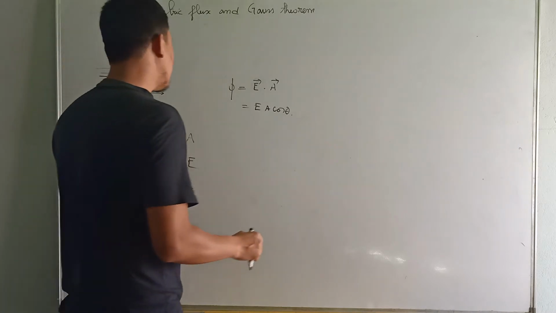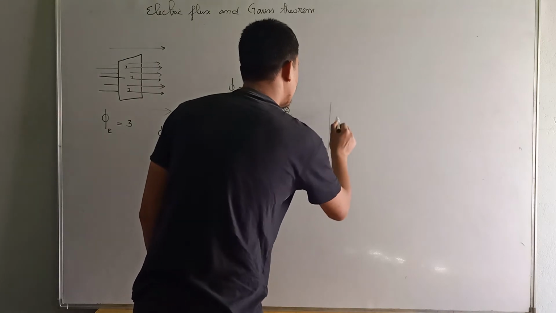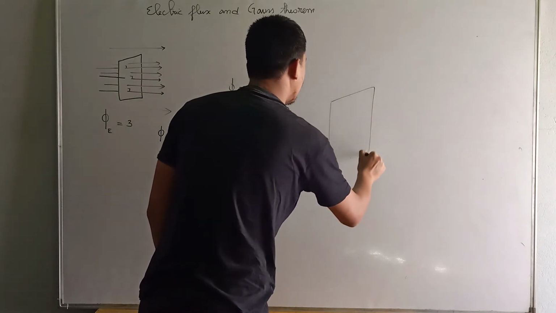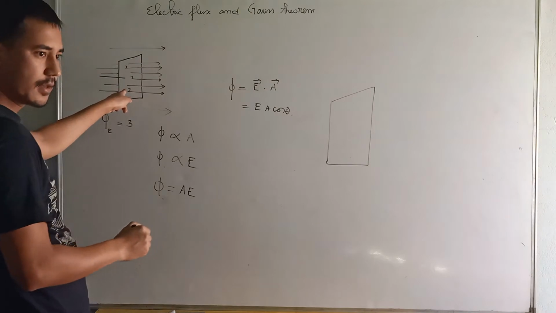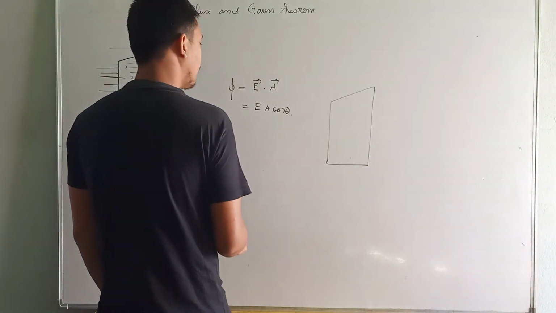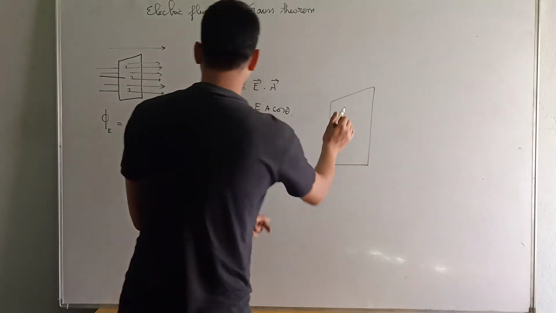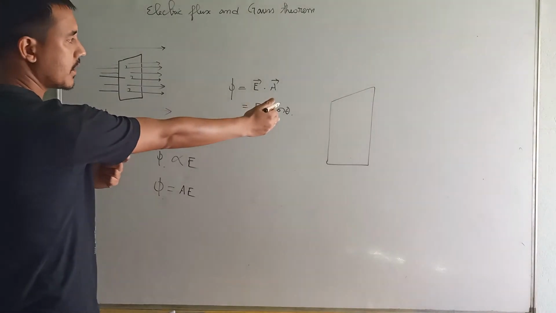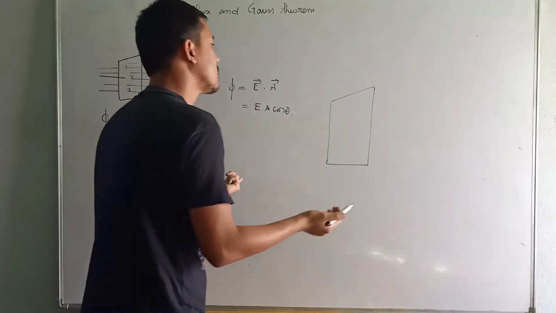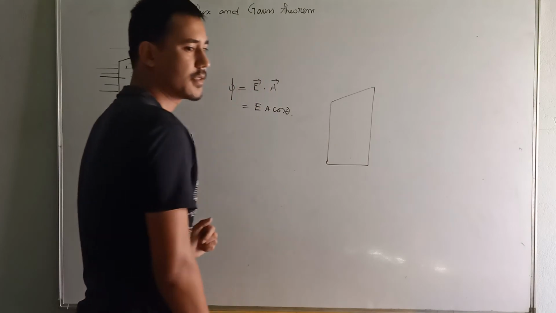Okay. Let's see. Let's get straight to it. I've considered one such area. Is it okay? Let's see what is the area vector. What is the area vector of this surface?